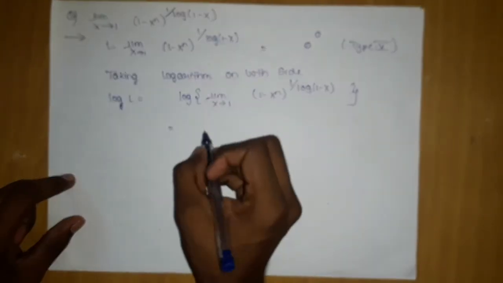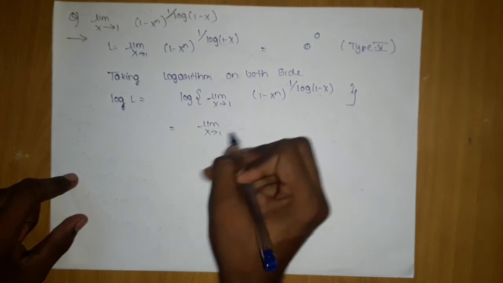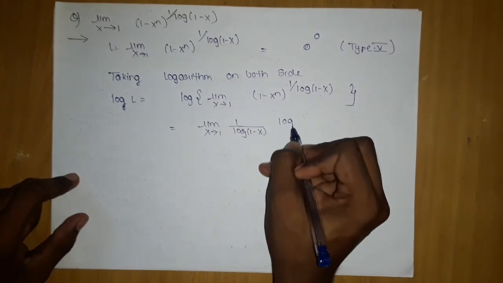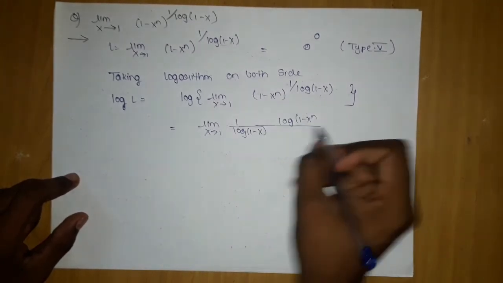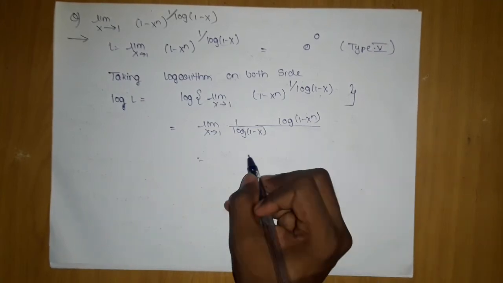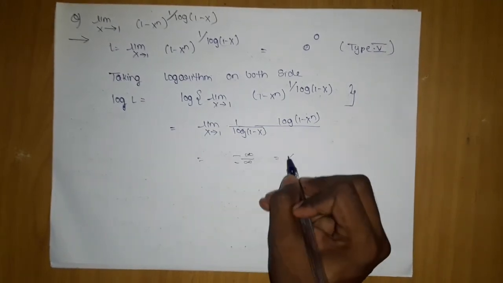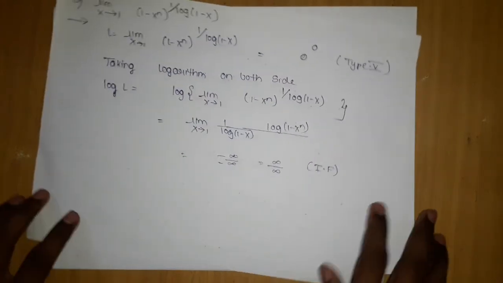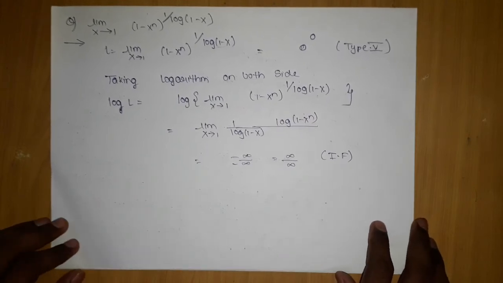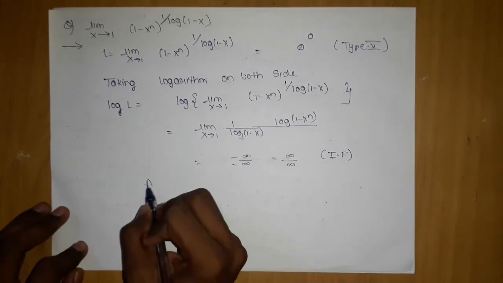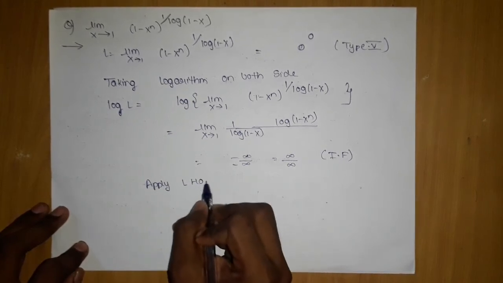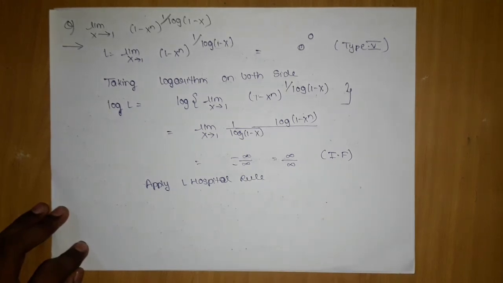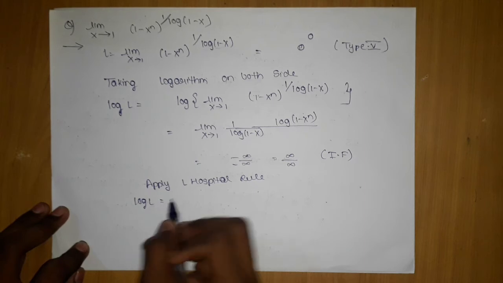After this step, limit x tends to 1, it will become log (1 minus x) power n, over log (1 minus x). If I substitute the values, this will be 0, which will be minus infinity by minus infinity, which is nothing but infinity by infinity, which is an indeterminate form, as I mentioned. Now whenever 0 by 0 or infinity by infinity form appears, we apply L'Hopital's rule.